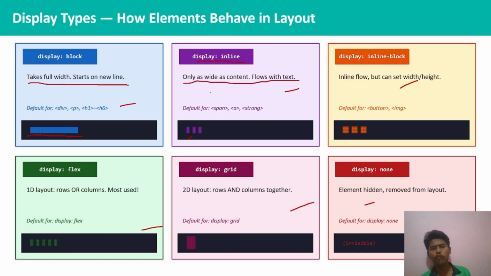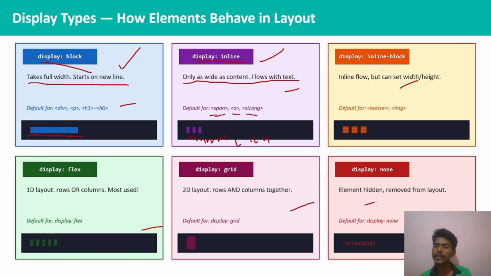The default for span, for example, gives us some space. It is also used for a hyperlink, strong or bold. In that same way, it will use the lines in between like this. This one is completed and this one is also completed.